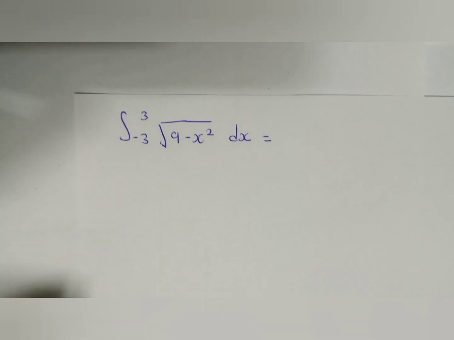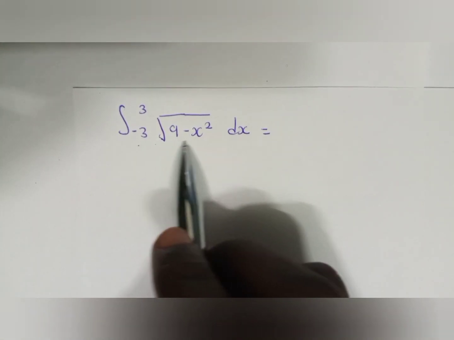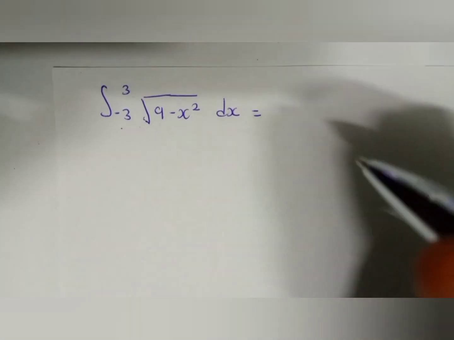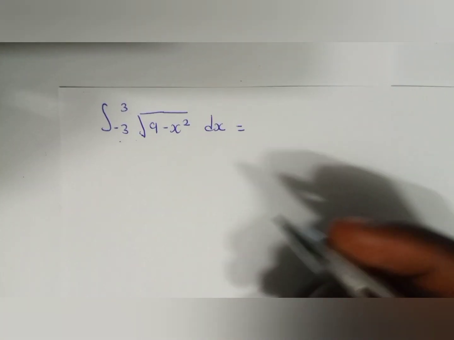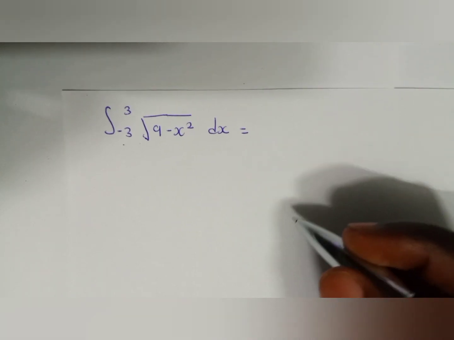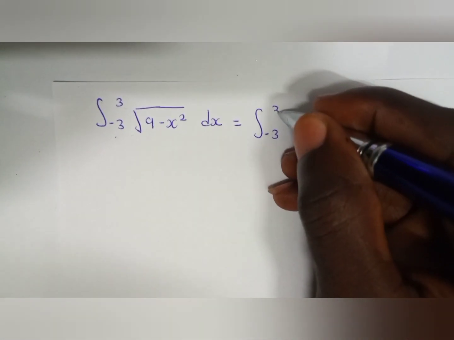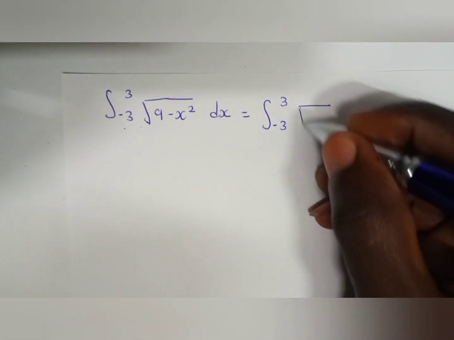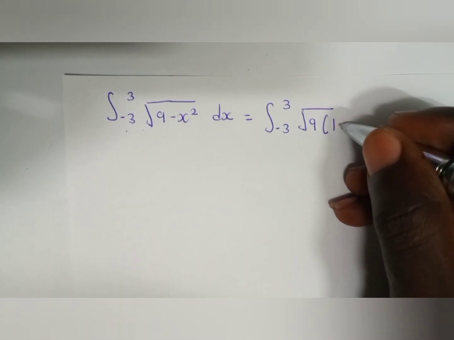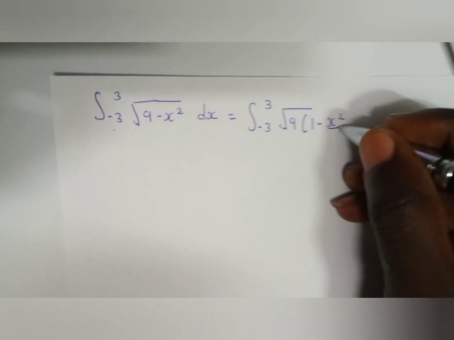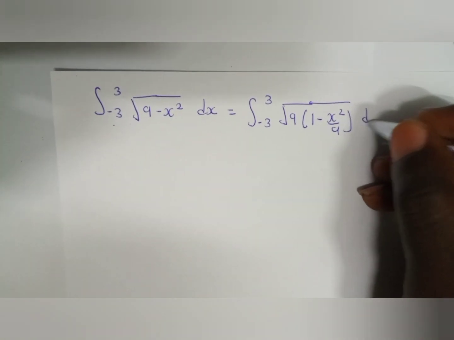Okay, so the integral from negative 3 to 3 of root 9 minus x squared dx. We are going to apply the trigonometry identity or the multiple angles here. So here we are going to get the integral of negative 3 to 3 of root 9 into bracket 1 minus x squared over 9 dx.